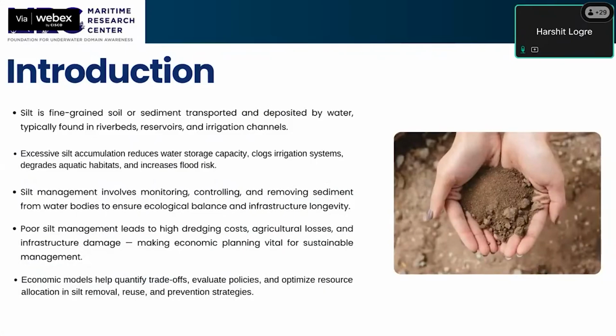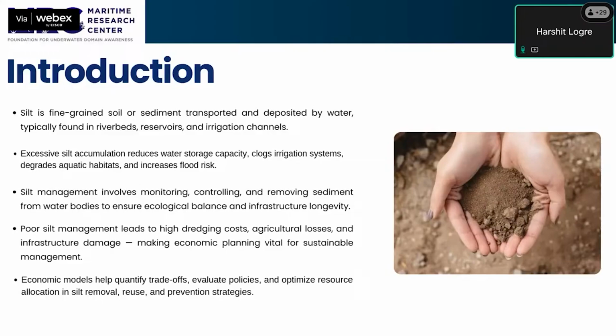So for the introduction part, let me introduce what is silt. Silt is fine-grained soil or sediment transported and deposited by water, typically found in riverbeds, reservoirs, and irrigation channels. Due to excessive silt accumulation, it reduces water storage capacity, clogs irrigation systems, degrades aquatic habitats, and increases flood risk. So, silt management involves monitoring, controlling, and removing sediments from water bodies to ensure ecological balance and infrastructure longevity.